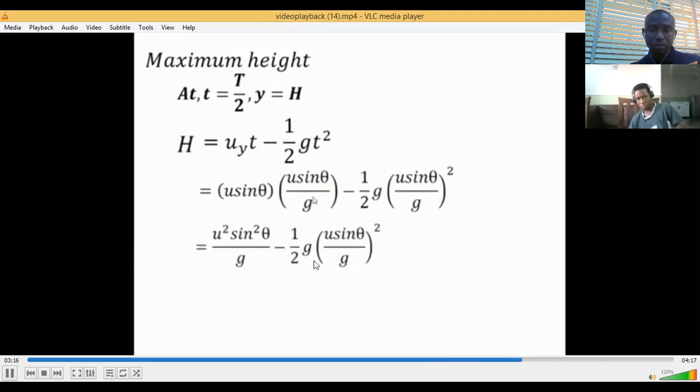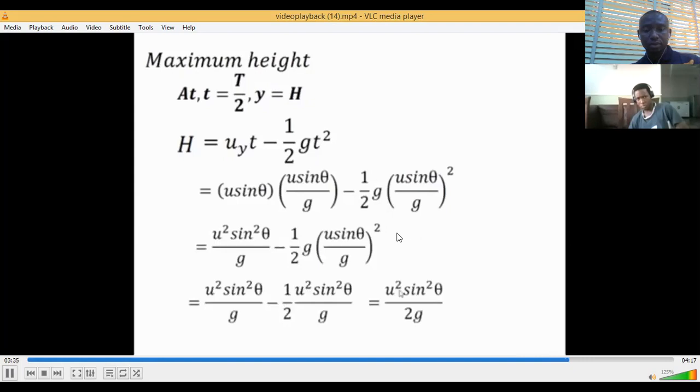Now, in this step here, g square and g get cancelled. So we are left with u square sine square theta upon g minus half u square sine square theta upon g. That is simply u square sine square theta upon 2g, or half of it. So this is the maximum height, u square sine square theta over 2g. Please write that down.